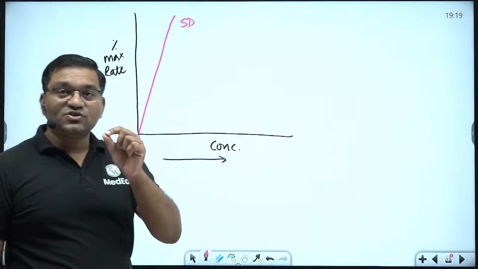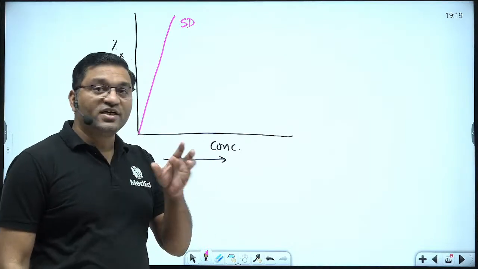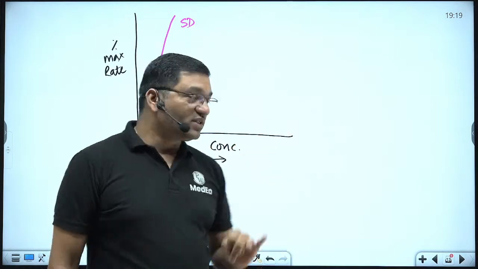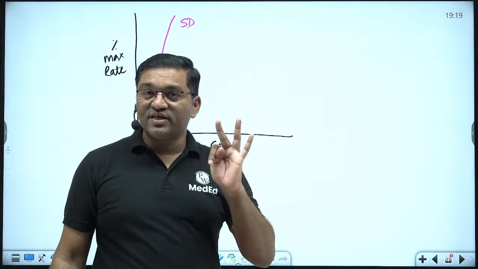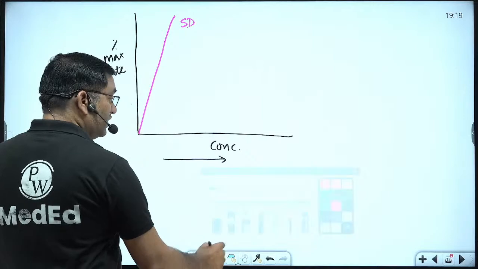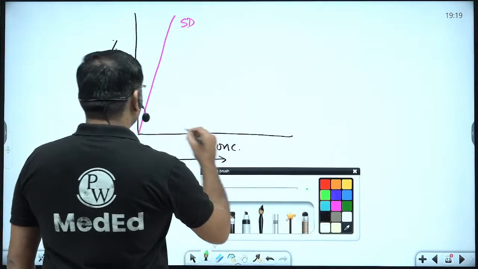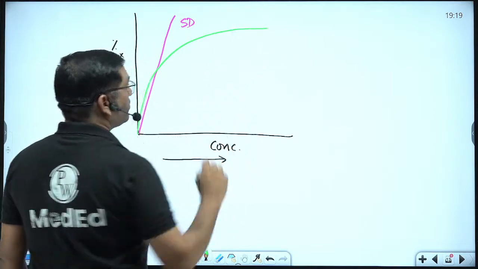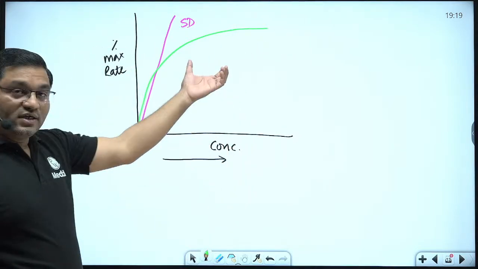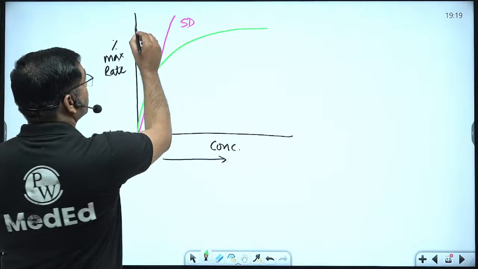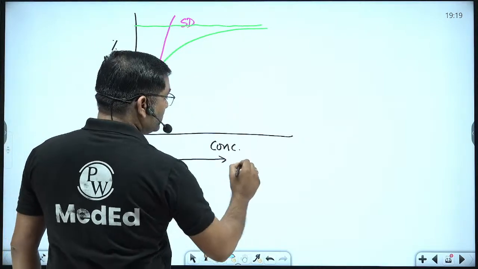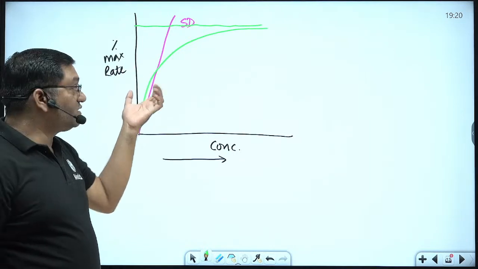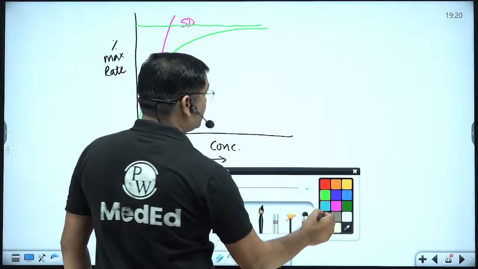But in case of carrier mediated transport, which ones are carrier mediated? Facilitated diffusion, active transport, meaning primary active and secondary active transport. In this case you will get this type of curve, like enzymes. It will give saturable kinetics. So further increasing substrate concentration will not increase the absorption rate. This is shown by carrier mediated transport.